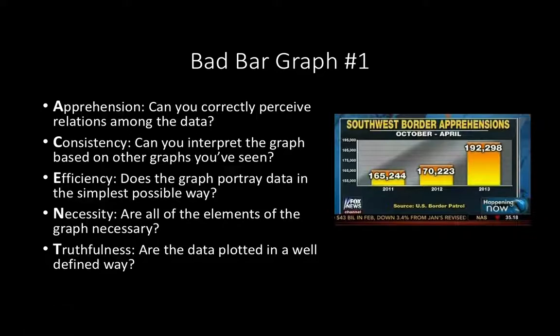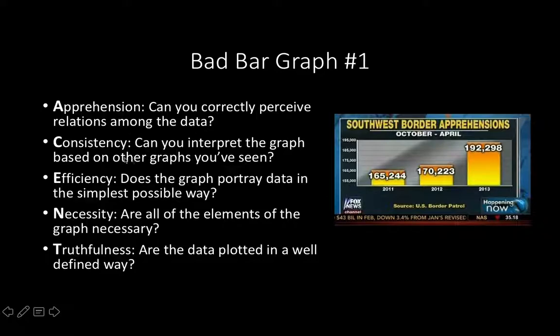This particular bar graph, again, thanks to our friends at Fox News, does all sorts of things incorrectly. Can you correctly perceive the relationships among the data? Well, if you look carefully here, your eyes are drawn towards the area of the bars, not the numbers. So if I take about 2 to 2.5 of these bars from 2013, I make up that one. So it looks like from 2012 to 2013, the number doubled, almost tripled. But wait a minute, that's not even remotely what happened. That's because they took 0 out of the picture.